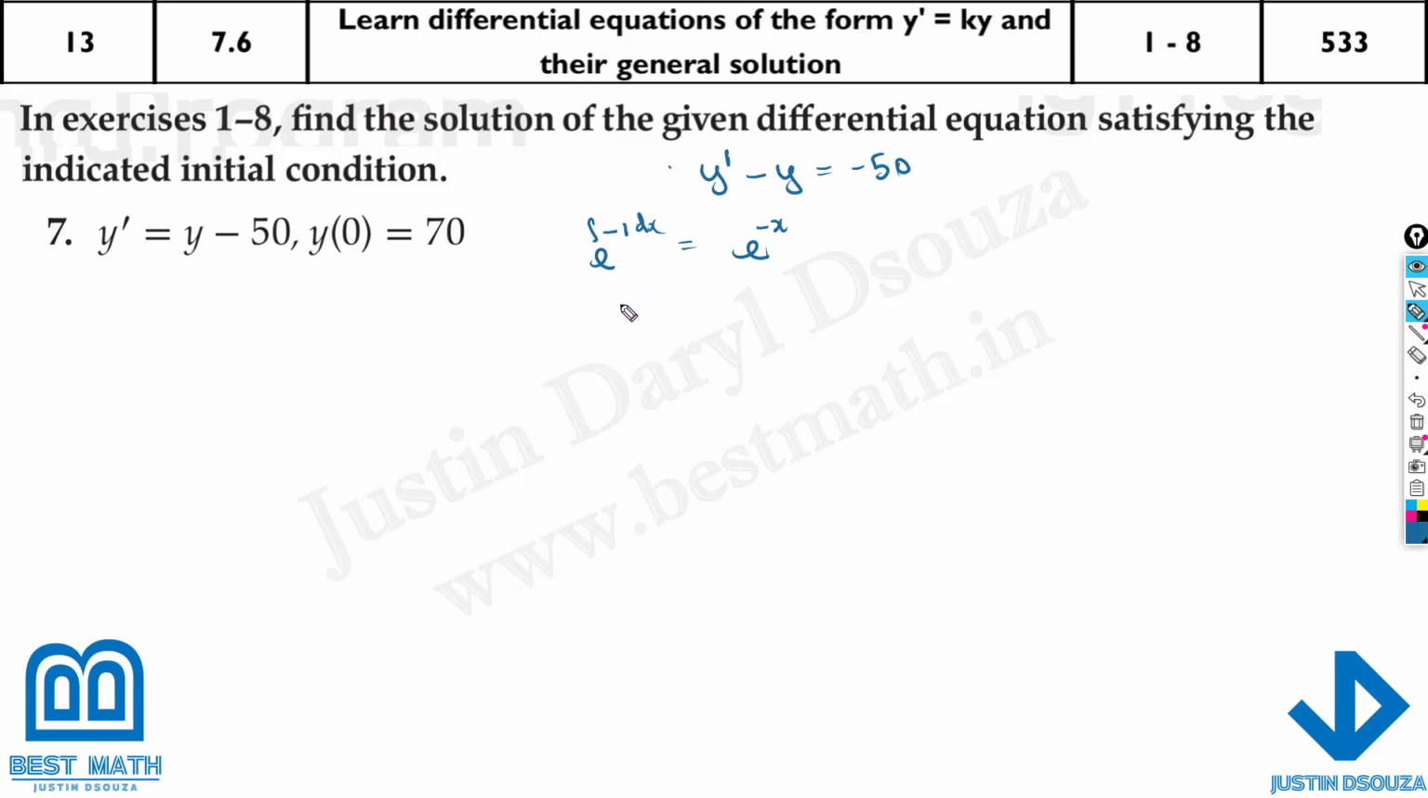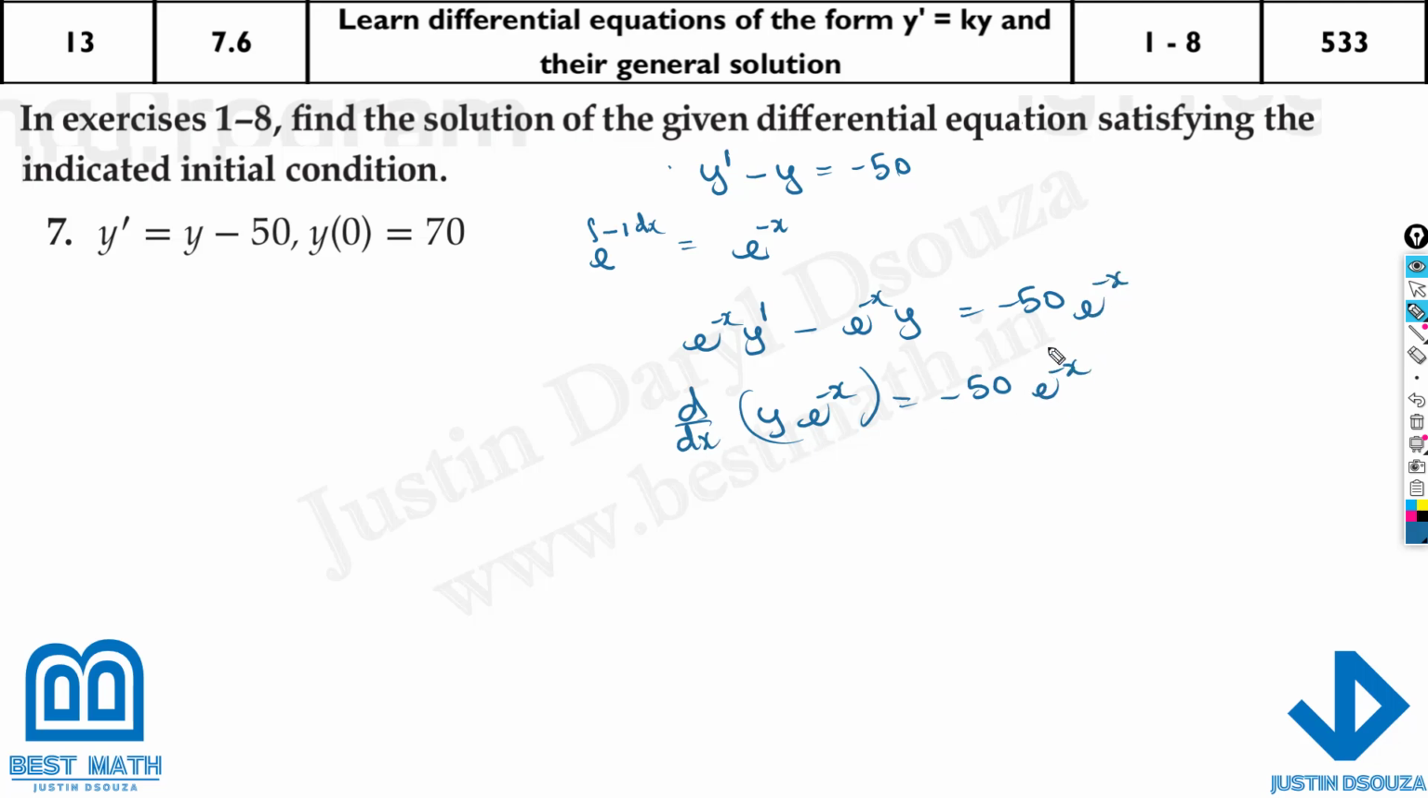So next, what do we do? Here, let's multiply the integrating factor throughout the above equation. So it's going to be e to the power minus x y dash minus e to the power minus x y equals minus 50. Now we know this is the product rule of what? d by dx of y e to the power minus x, that is equal to minus 50. Don't forget to multiply here as well. Now dx goes to the other side, so we can integrate both the sides.